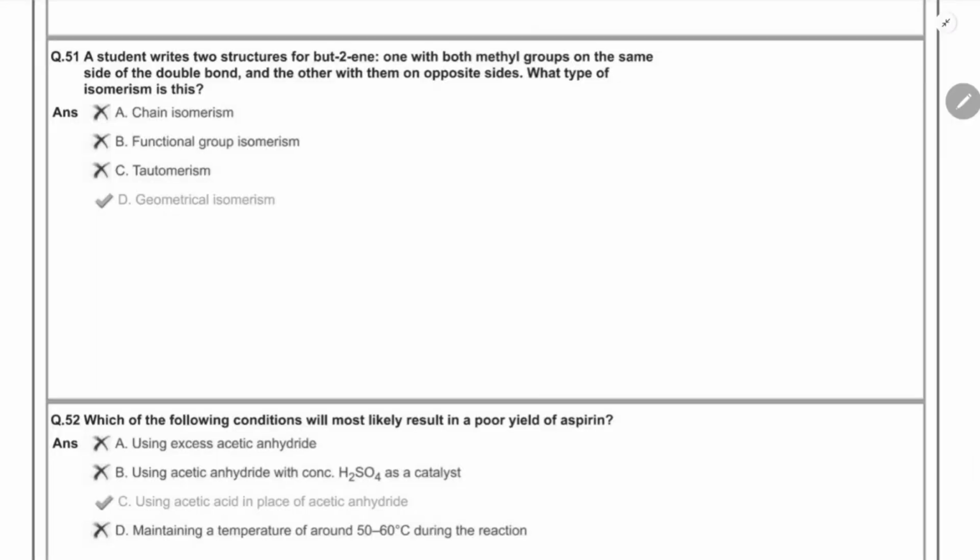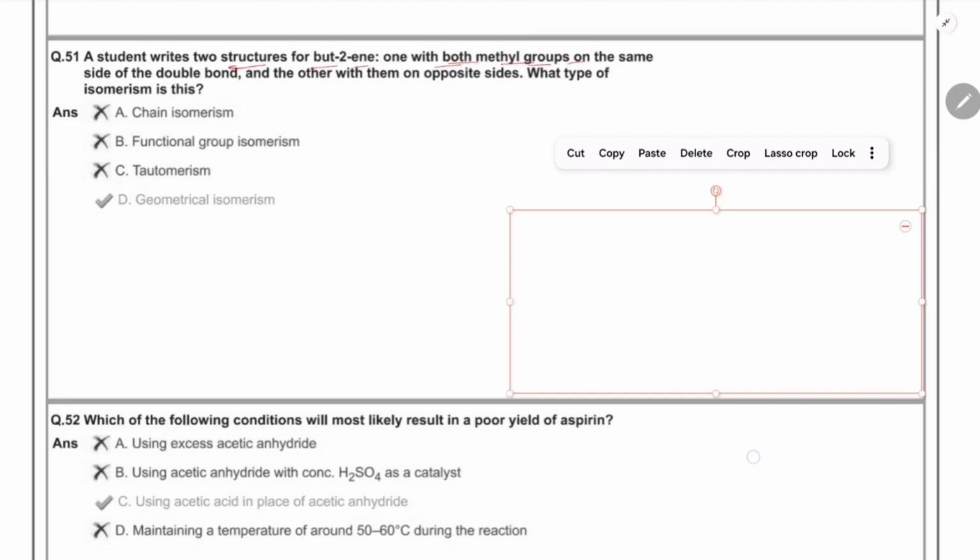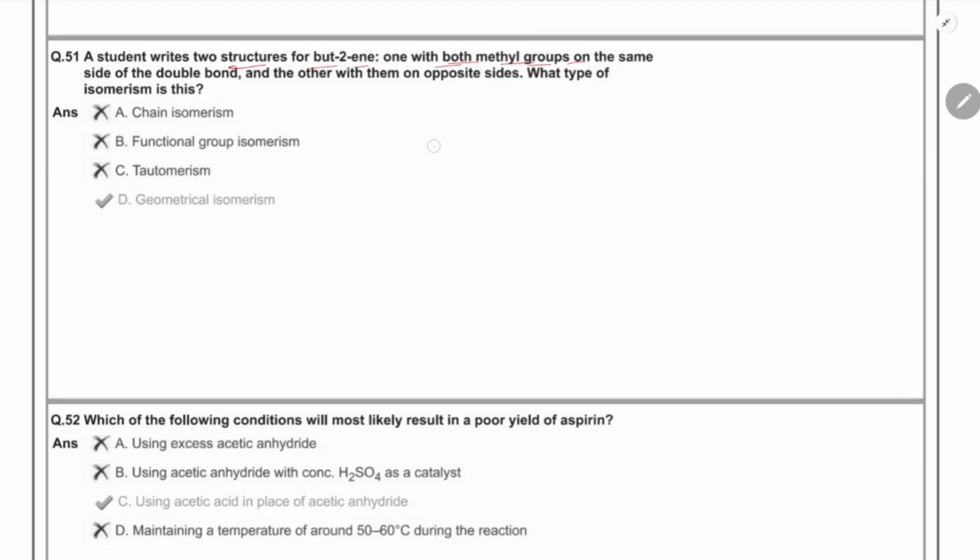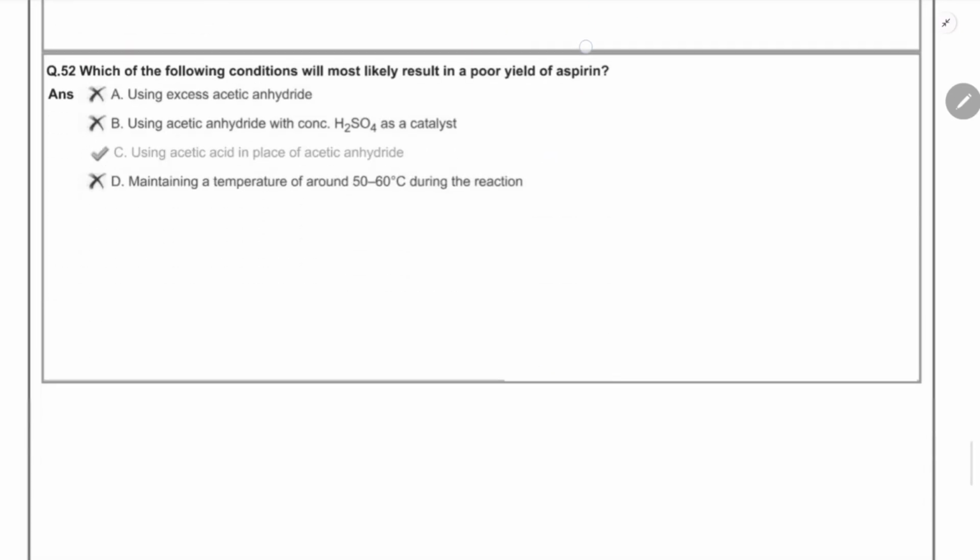A student writes two structures for the butene, one with both methyl groups on the same side, and one with both methyl groups on opposite sides. First of all, let's draw this butene: both methyl groups on the same side of the double bond, and the other with them on opposite sides, meaning cis and trans. What type of isomerization is that? They are geometrical isomers. So option D is correct.